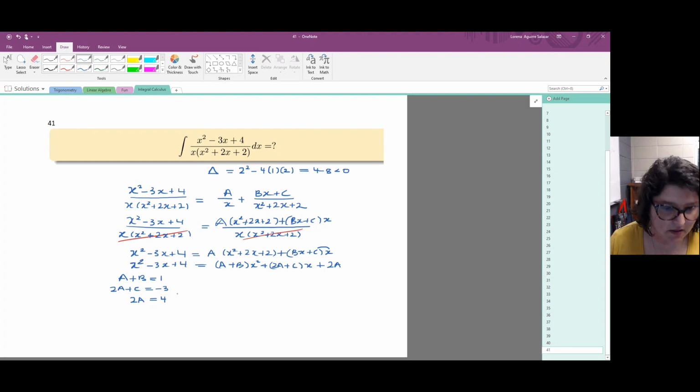We can solve that system by using substitution. Notice that from the third equation, we get that a equals 2. And then as we substitute 2, we get twice 2 plus c is -3, so c is -7. And then from 2 plus b equals 1, we get that b is -1.